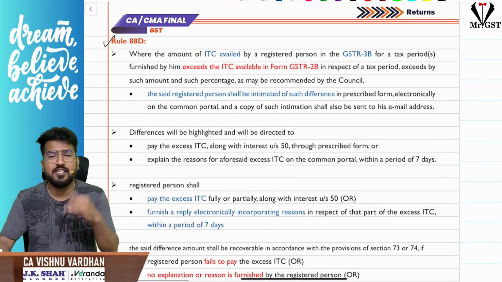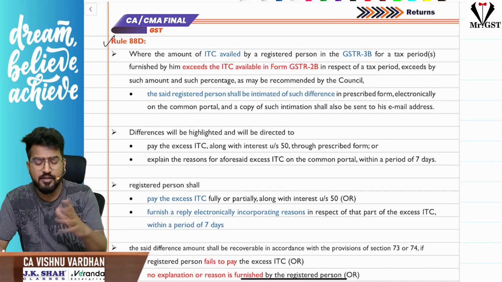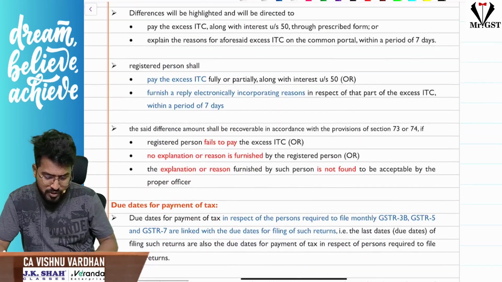Here, ITC reflected in 2B is less than what you have taken in 3B. So you have taken more ITC than what is there in 2B. The same story here, what we have discussed already.